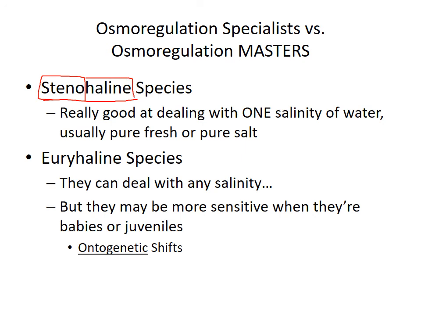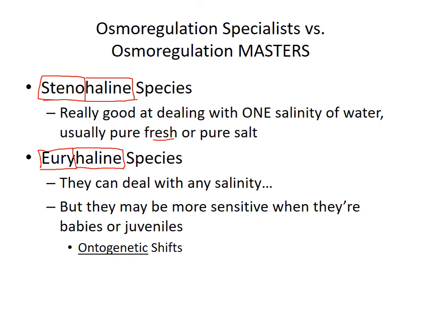So you're really good at dealing with living in salty water, or you're really good at dealing with living in fresh water, but you wouldn't be able to be versatile, like you couldn't switch between living in fresh water or living in salt water. And then there's what we call euryhaline species. Eury means sort of like good or capable. So euryhaline species can handle whatever salinity you throw at them, at least up to a point.